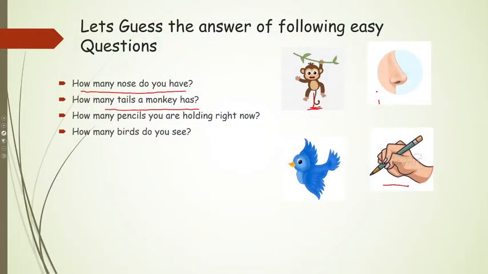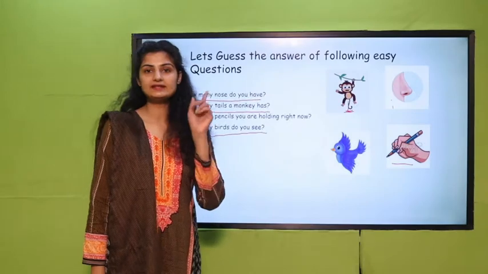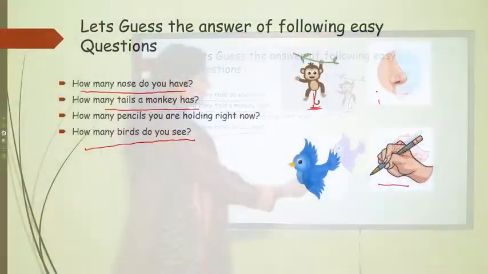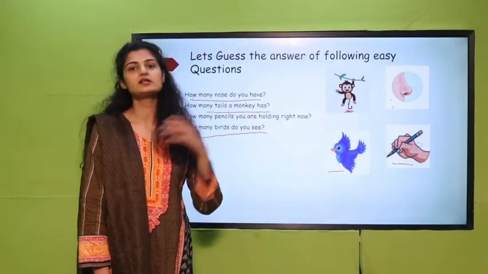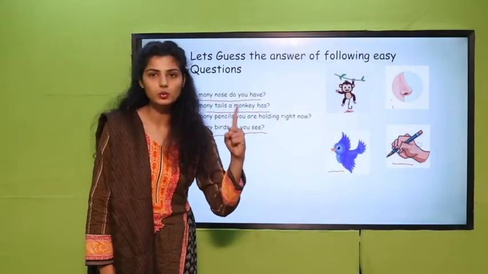How many birds do you see on the board? I can only see one bird. How many birds? One bird. So, what are we learning today? We are learning about number 1.